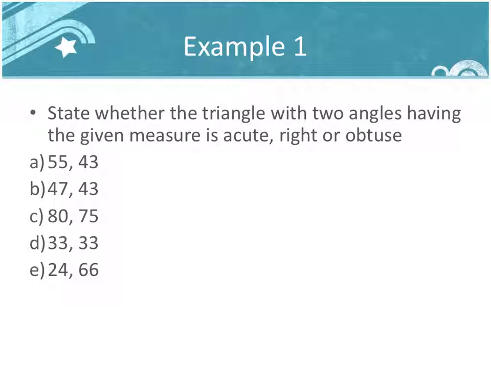All right, example 1 says state whether the triangle with the two angles having the given measures is acute, right, or obtuse. So what are you going to have to do first? Find that third angle and then classify it. Go ahead, do it.